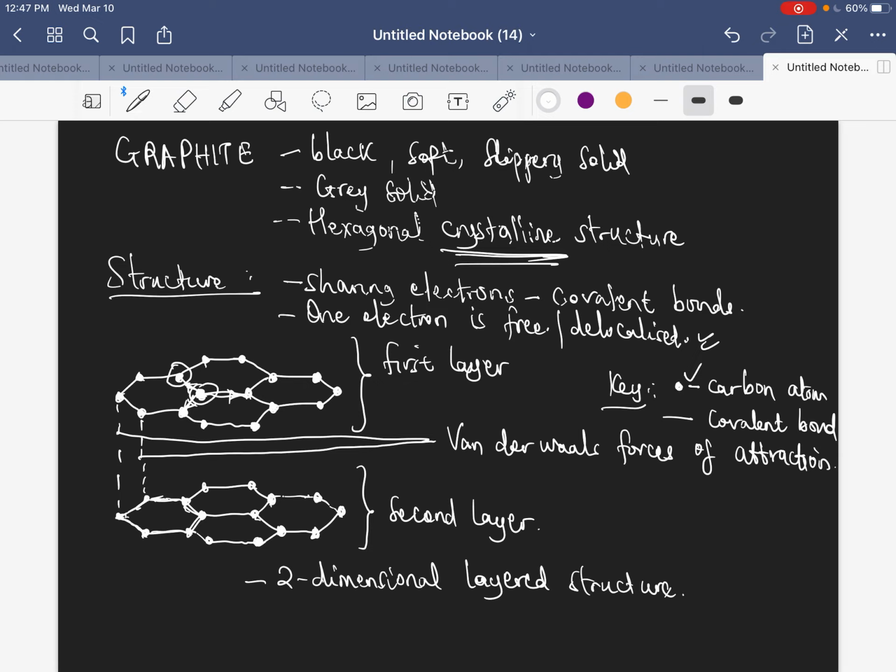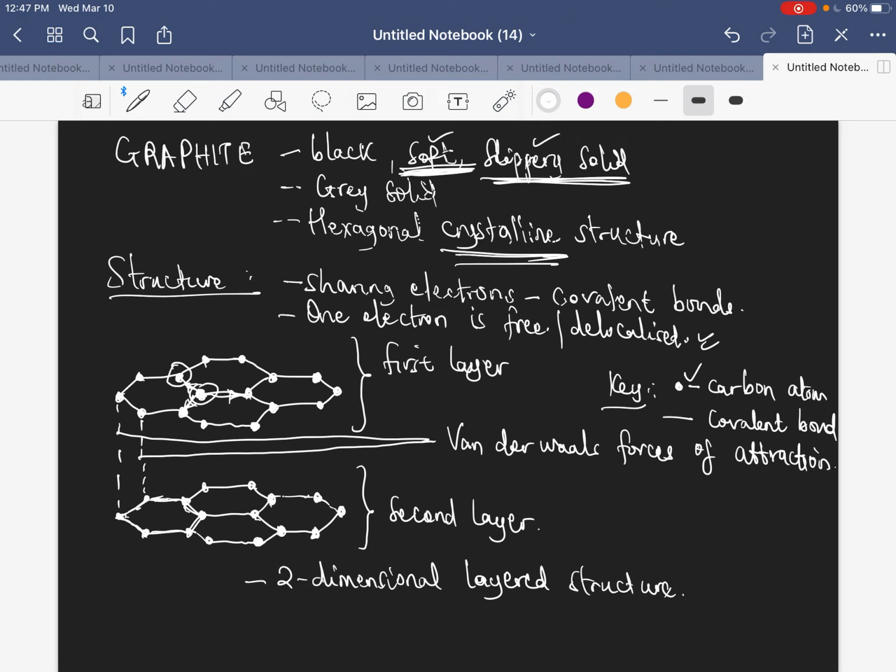That's why, lastly, we say that graphite is soft. You can remember, soft and slippery. Soft and slippery because of the weak van der Waals forces of attraction that are used to hold the two layers together. Each carbon atom is bonded to the neighboring carbon atom by sharing electrons.